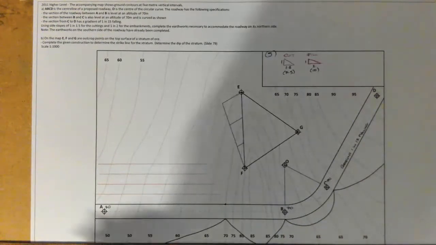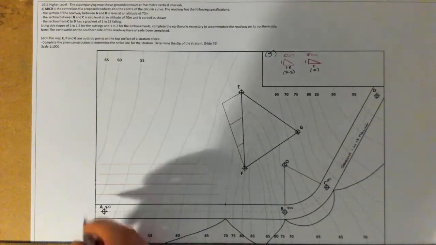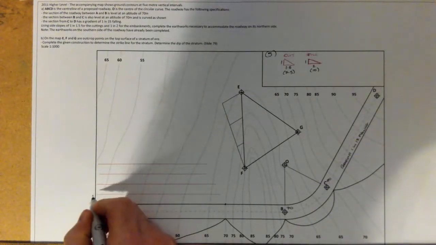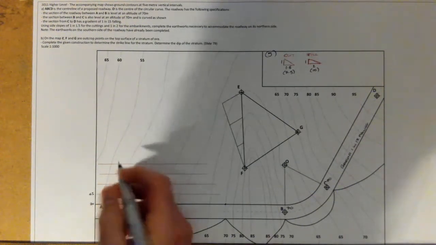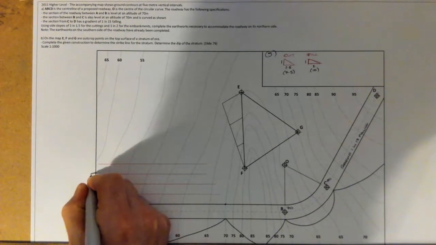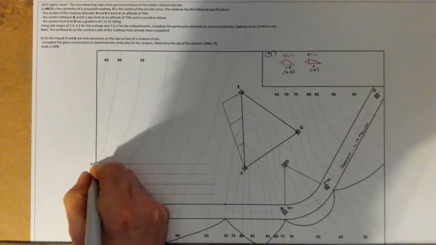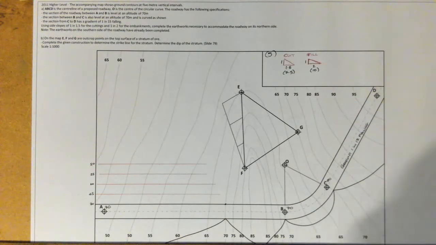Putting in my little steps at the side then, if the road was here at 70, then when we're filling, it's going to go down from the road: 65, 60, 55, 50. And I think 50 was as far as it went. So it's a case now of just plotting our points.